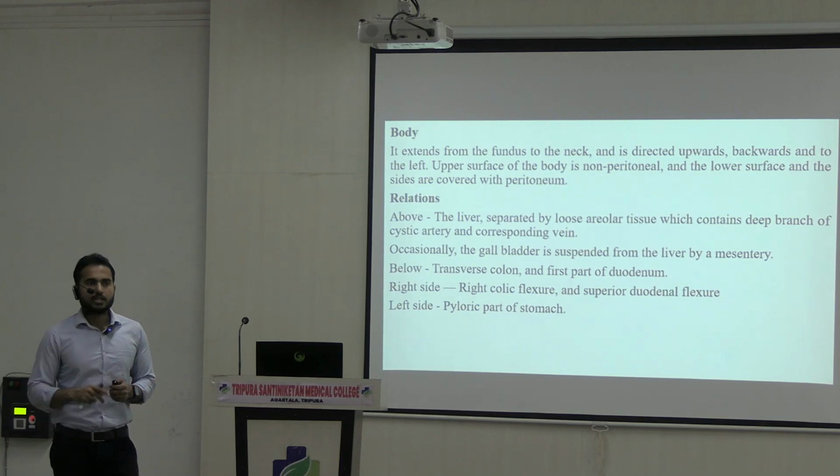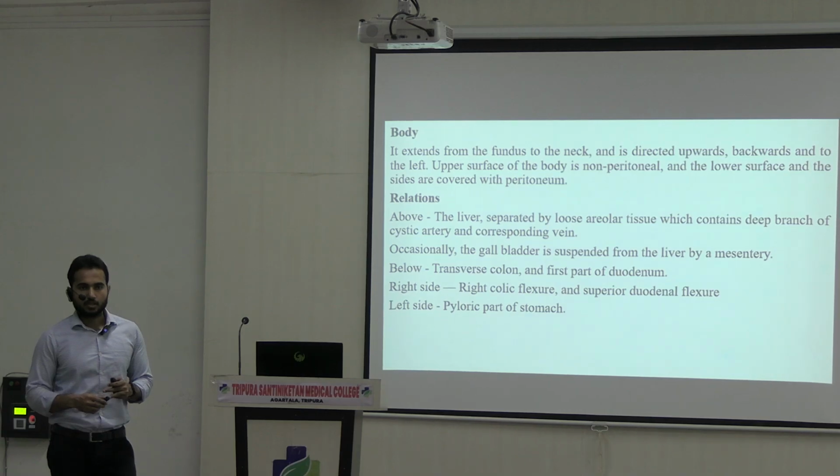Have you studied about the bare areas of the liver? What is the meaning of bare area? Where peritoneal folds are not present. So the fossa for the gallbladder is also an area where peritoneum is absent. I hope you know that.